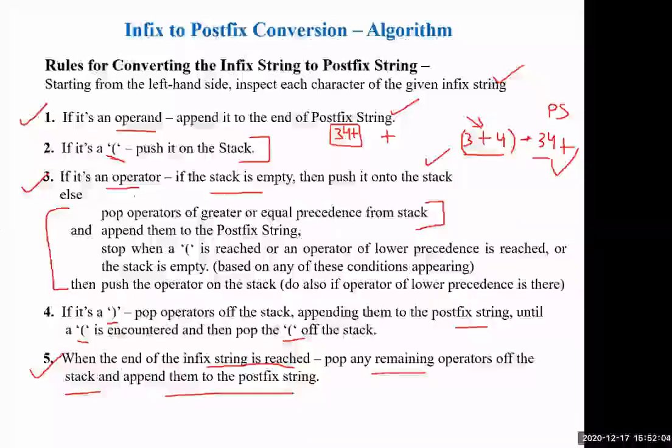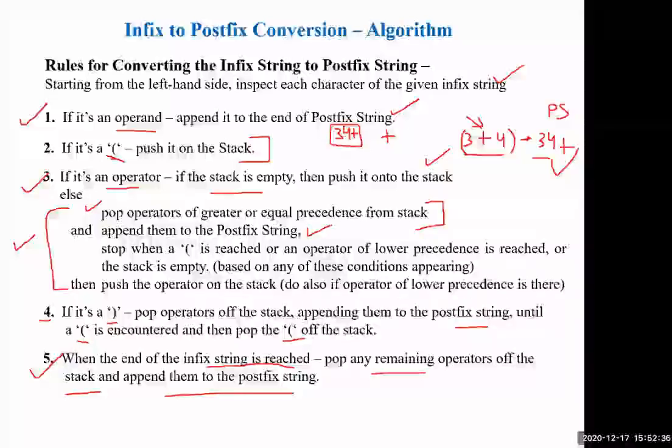Then in case an operator is there, but the stack is not empty, in that case this else part will work for this third step. Okay. So in the third step, what we do, if an operator is there and the stack is not empty, in that case we go to the else part and start to read these statements or execute. So pop operators of greater or equal precedence from the stack means if we find operators which are of equal or greater precedence inside the stack, then we append them to the postfix string.